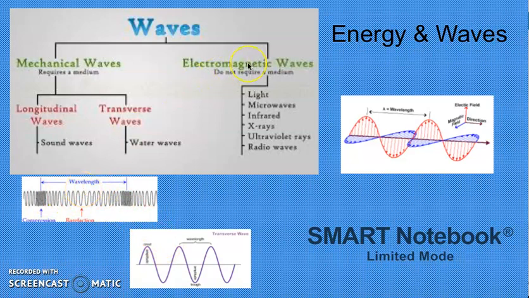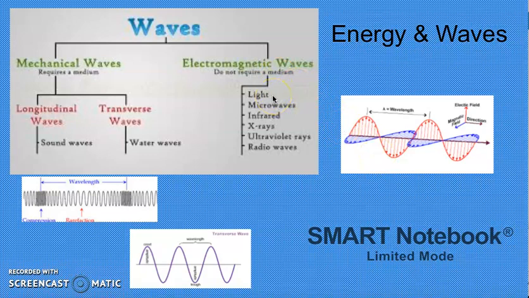What about an electromagnetic wave? An electromagnetic wave is a wave made by vibrating electronic charges and composed of changing electronic and magnetic fields. In other words, it does not require a medium like solids, liquids, or gases. It uses magnetic fields and electric fields.